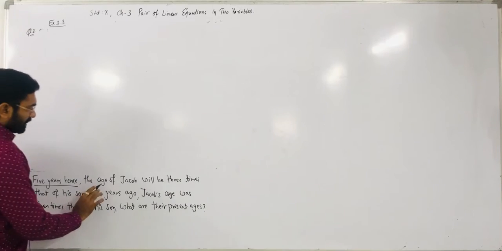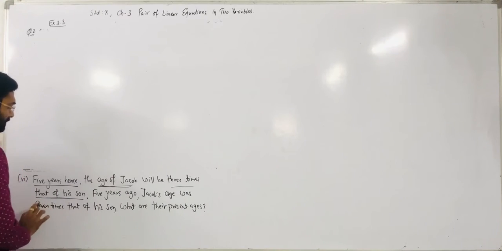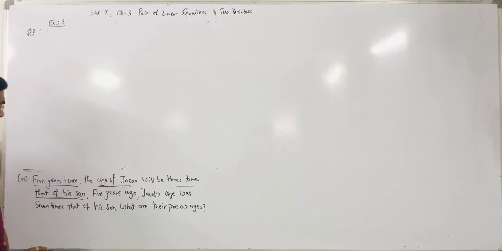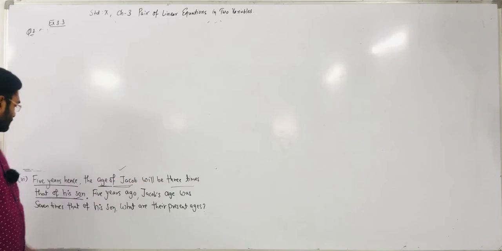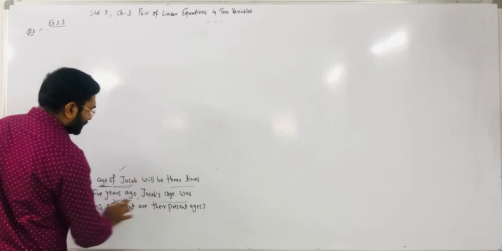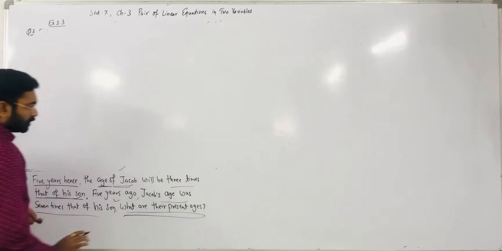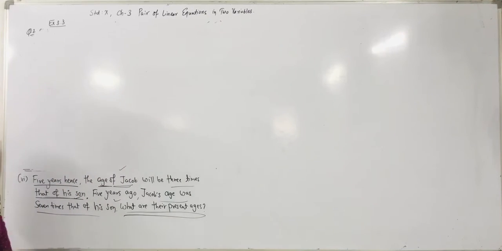Five years hence, means after five years, the age of Jacob will be 3 times that of his son. So here they give the comparison of the ages of the two persons, father and son's age relation. The age of Jacob will be 3 times that of his son, right? And 5 years ago, means previous years, before five years, Jacob's age was 7 times that of his son. So what are their present ages?